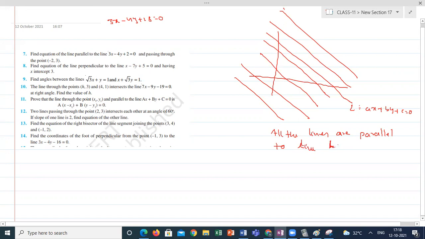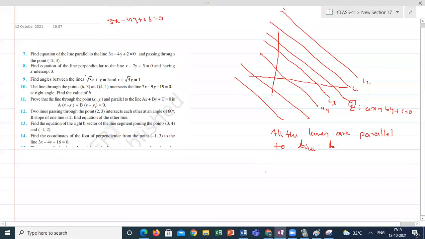If I'm asking you, can you give a single equation for the family of lines parallel to the given line? Understand what I'm saying? Can you express these infinite lines, which are parallel to the given line, in one equation? That one line equation I know, but all the lines are not the same. If I'm taking L1, L2, L3, L4, only the parallelism is common. This is a family of lines, where all the lines are parallel to line L.